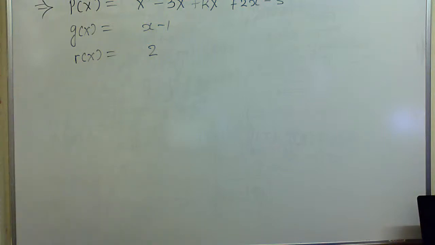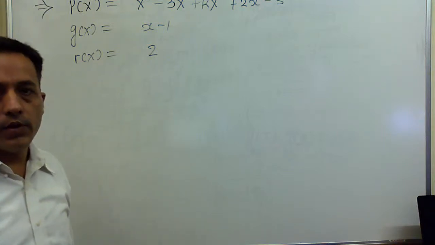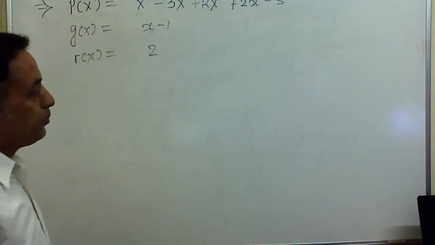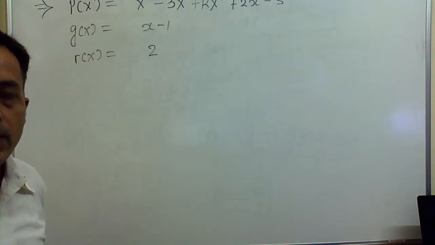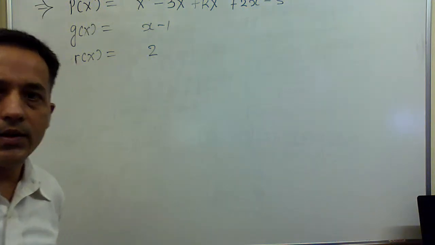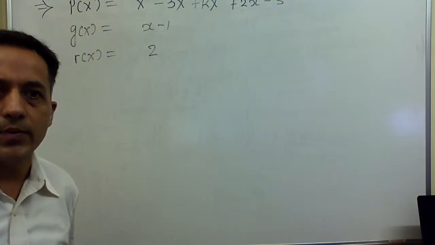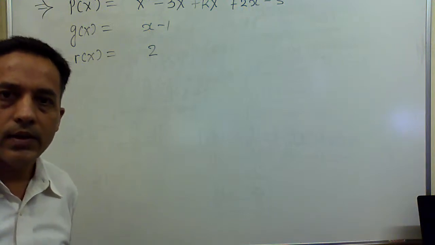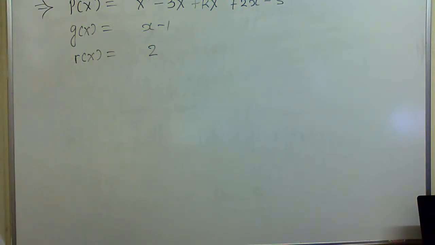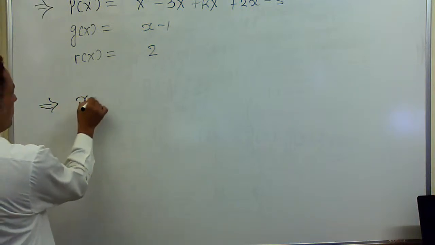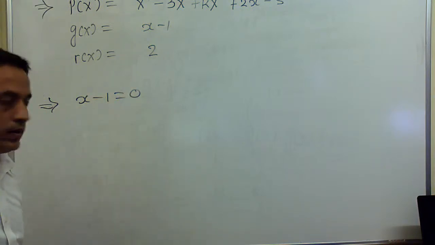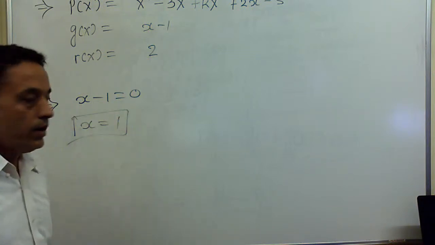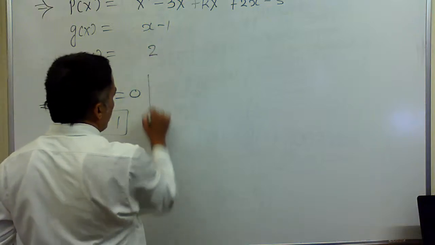Given polynomial p of x is equal to x raised to 4 minus 3x cube plus kx square plus 2x minus 5, and divisor, that means g of x is equal to x minus 1, and r of x means remainder, that is 2. Now x minus 1 is equal to 0, so x is equal to 1 we will have. We will substitute this value in the given polynomial.